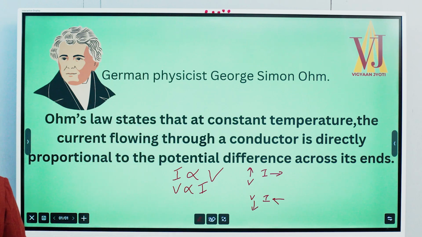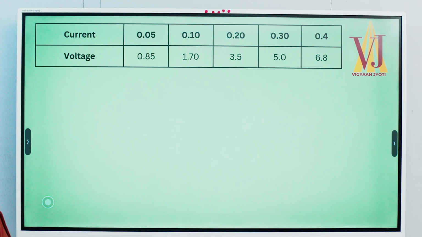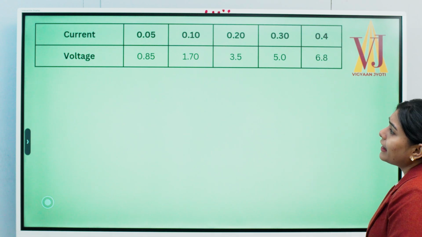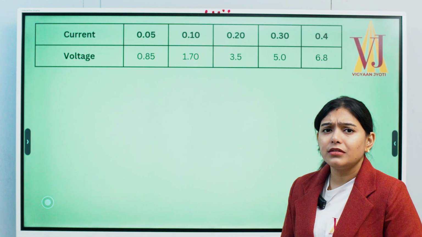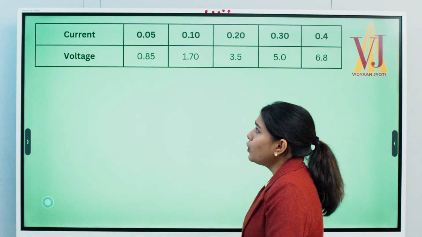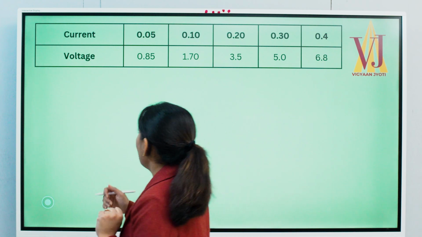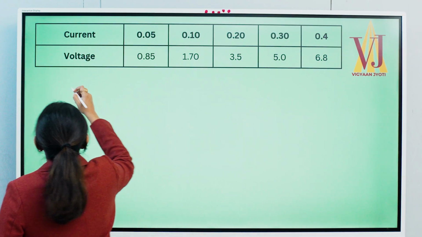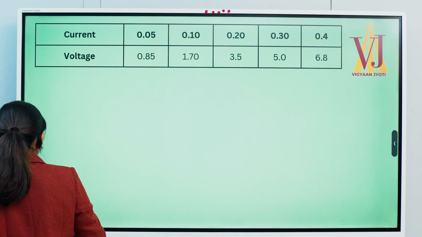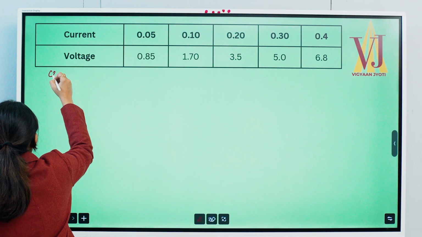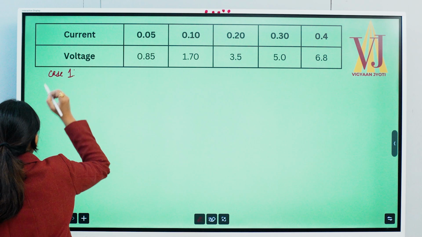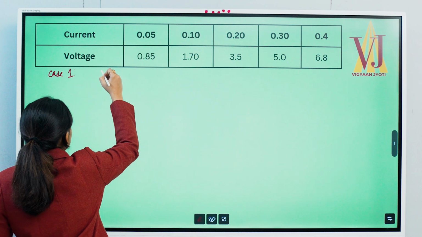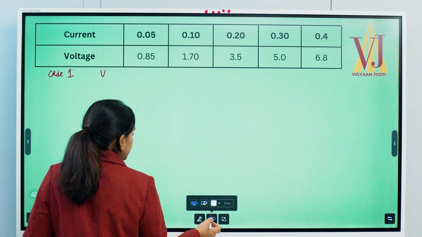Now we shall go to a numerical example. We have taken the same values from the experiment he did, the current and voltage he found. Now what he tried to do is find the ratio. There are a total of 5 cases. First of all, case 1. In case 1, what he tried to do is, since V is directly, sorry, I'll just explain it once.